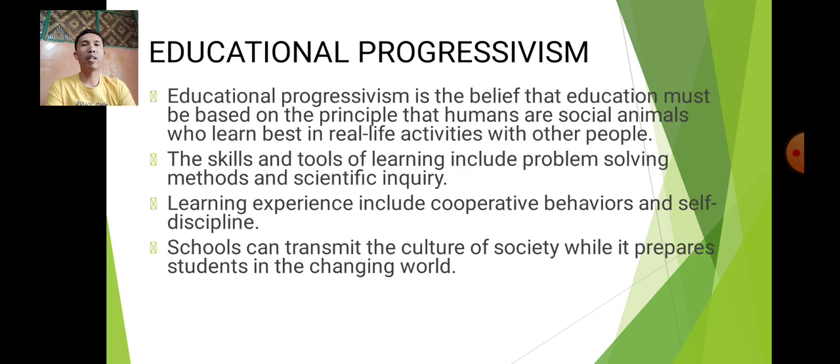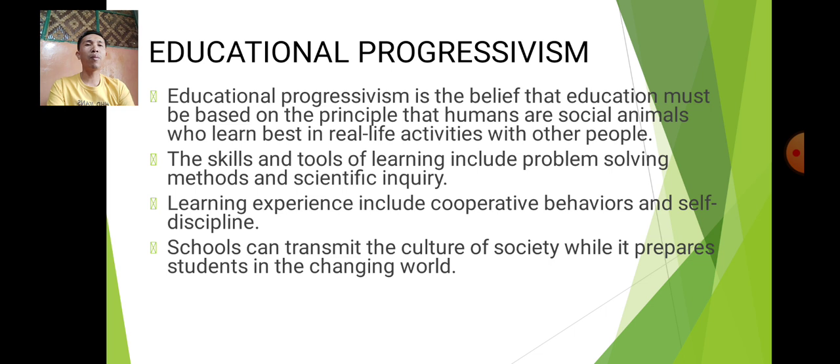Okay, let us proceed now to educational progressivism. Educational progressivism is a belief that education must be based on the principle that humans are social animals who learn best in real life activities with other people. So this philosophy believes that a person learns best when they are together or working with other people and they are engaged in real life activities.